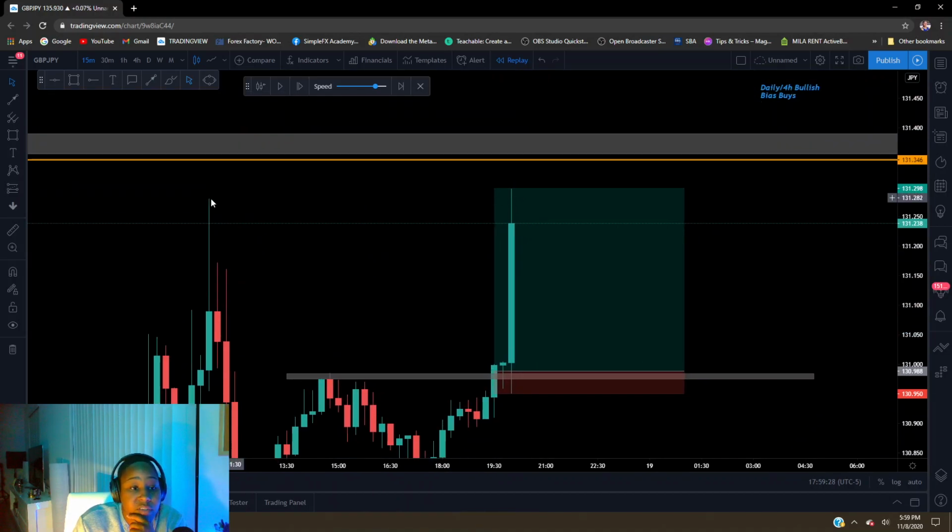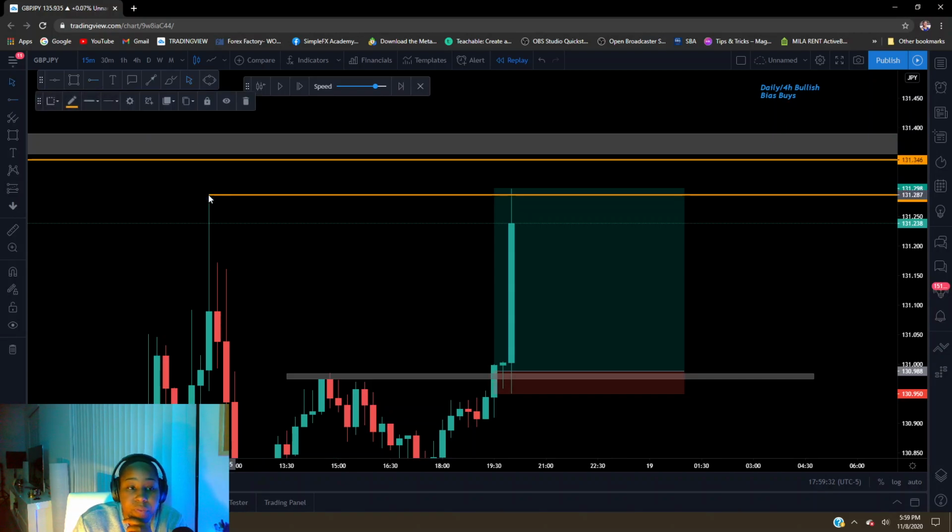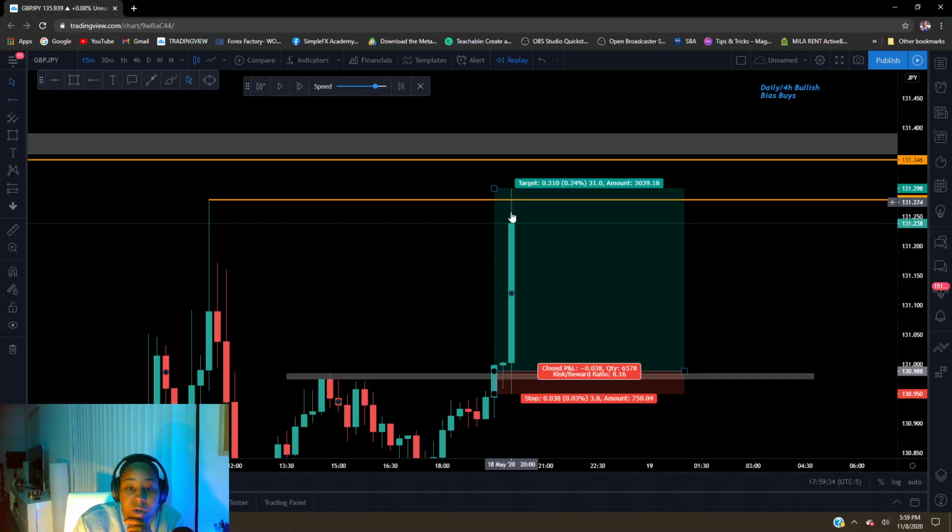And then it came back to retest what? This last wick high here. So if I put a level here, price tapped it. So what should it start doing at this level? It should start retracing. So if you didn't take profit at that point, you're a knucklehead. But if you did, great.